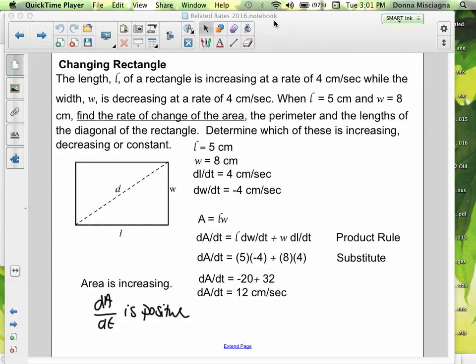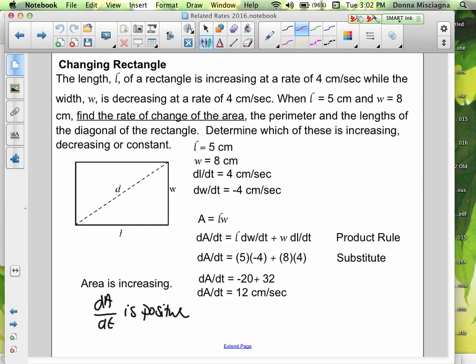In this podcast, we're going to solve 3 problems involving a rectangle where our sides are changing. So here we have our changing rectangle. The length L of a rectangle is increasing at a rate of 4 centimeters per second, while the width W is decreasing at a rate of 4 centimeters per second. So if the width is decreasing, that's going to be a negative number. So dW/dt is going to be negative 4 centimeters per second.